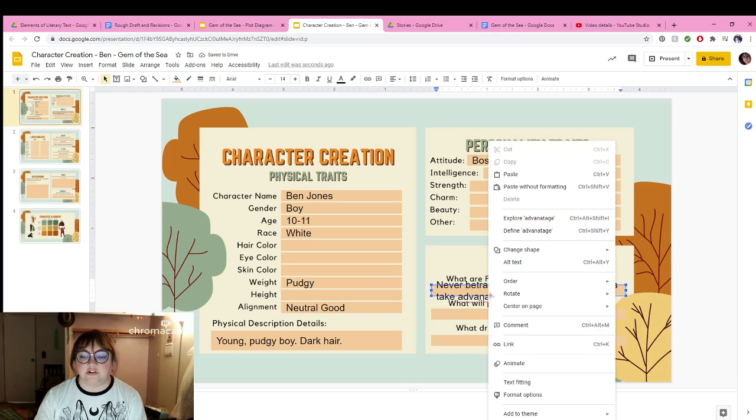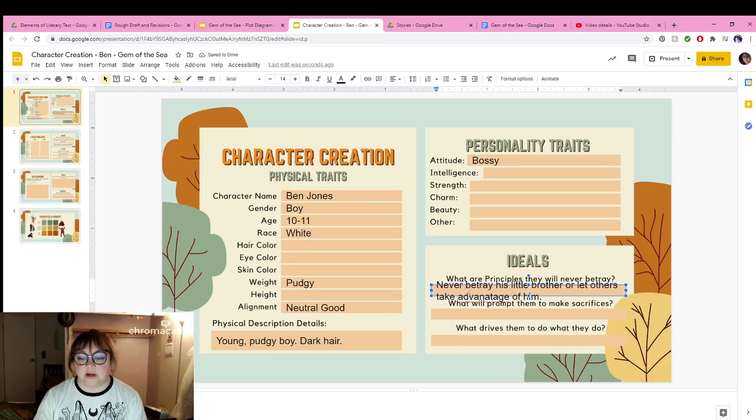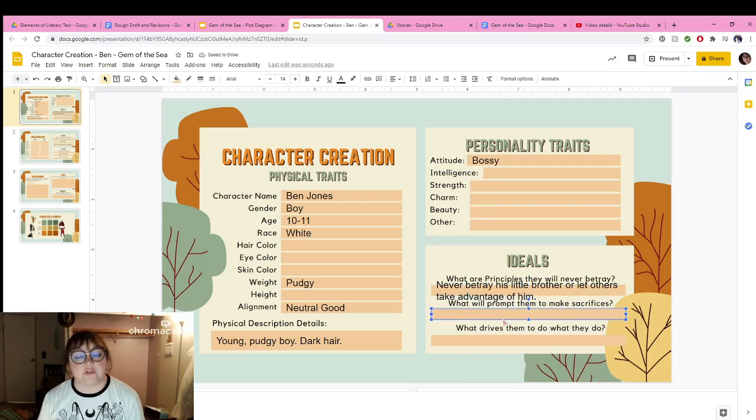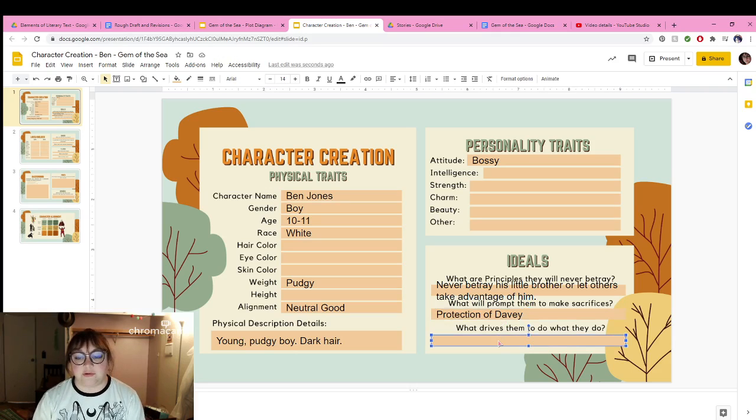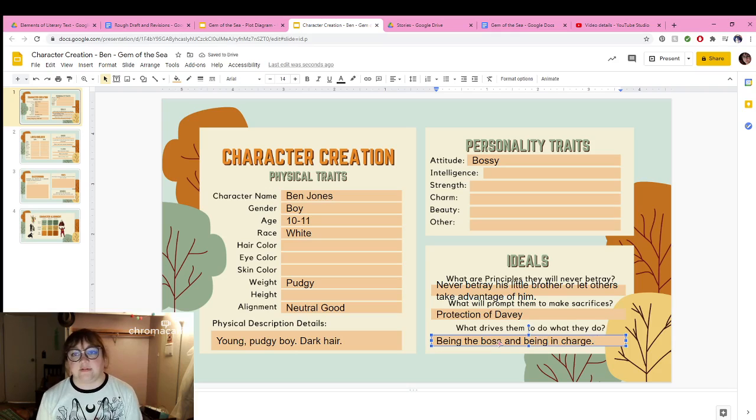And you guys can change the size if you want. I'm going to speed through this. What will prompt them to make sacrifices? The protection of his little brother. Protection of Davy. That's all I got for right now. And what drives them to do what they do? Being the boss and being in charge. If you read through my story, you're going to realize that the mother drops off these two boys at the summer vacation with their grandparents, as they always do at the beach. And she always puts Ben in charge because he's the oldest. So it's kind of his job to be in charge.